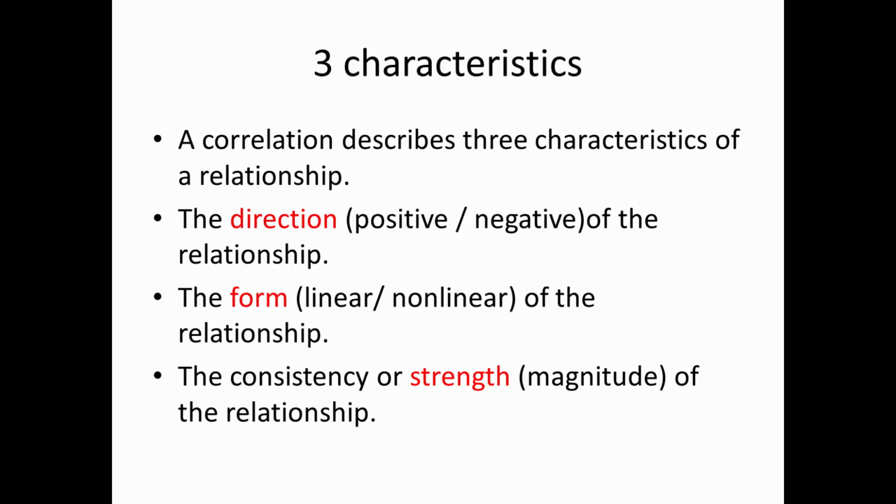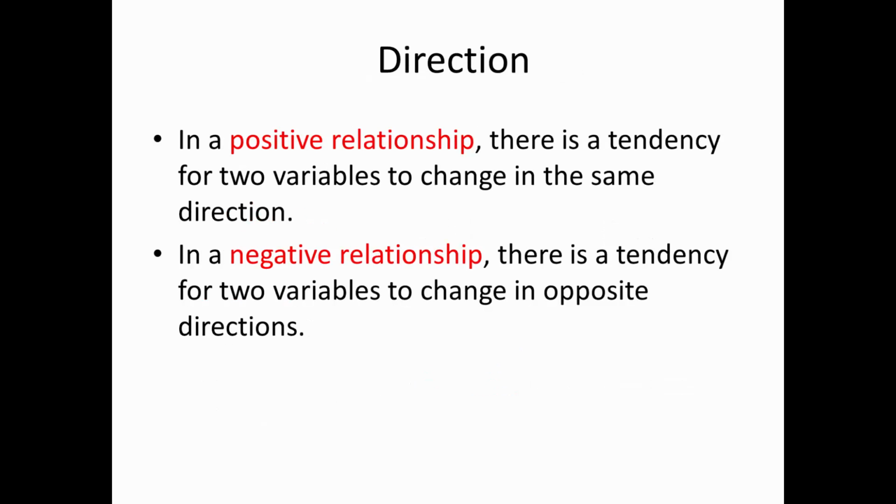One is the direction, which could be either positive or negative. One is the form, which could be linear or non-linear, and also the consistency, or the magnitude or strength of the relationship. A positive correlation is when the two variables are moving together. In other words, as one variable increases, the other one also increases. And the negative correlation is the opposite. When one variable is increasing, the other one decreases.